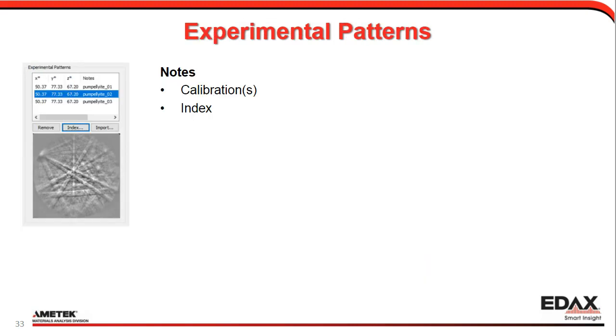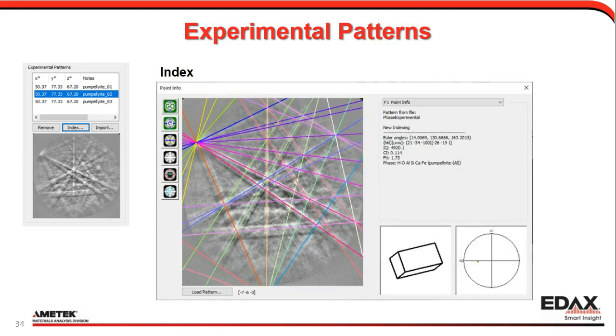And then I mentioned we have experimental patterns. We also have the pattern center calibrations included with those, so that you can hit that index button and then it brings it up in OIM Analysis in the re-indexer, and you can play around and do some indexing of that pattern to better understand it.